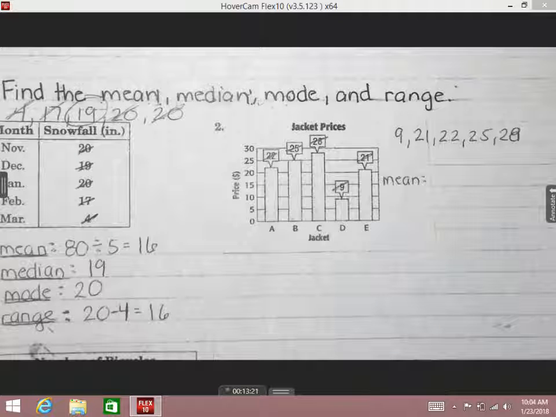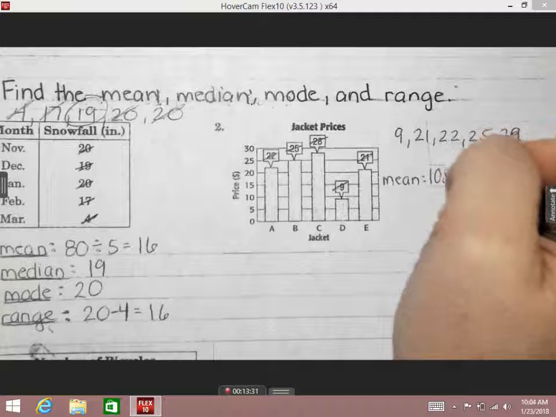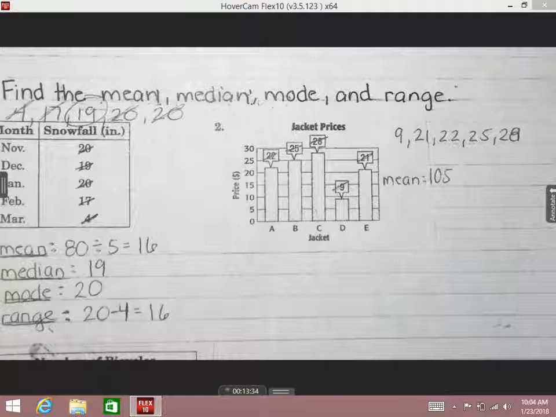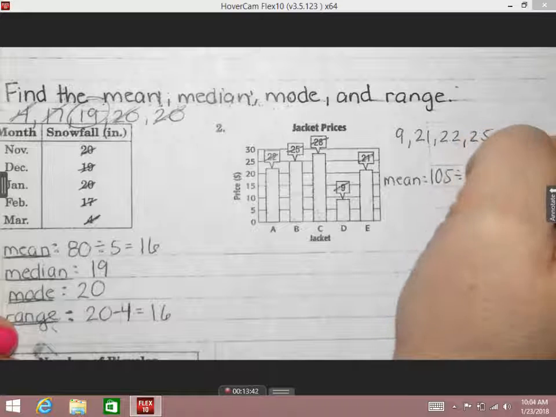Find our mean. Chloe, what do we get? Double check your math. 105. I got 105. Okay, is that what you said? Okay. 105 is what we get. What do we divide by here? What do we divide by, Saul? 5, and what do we get when we divide by 5?